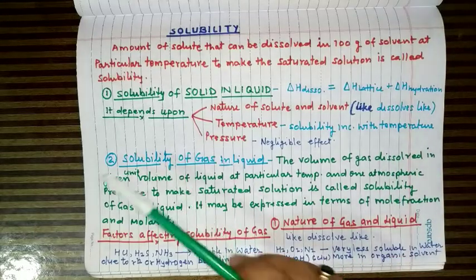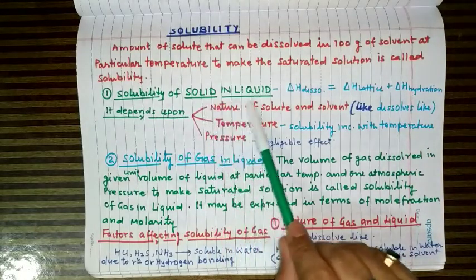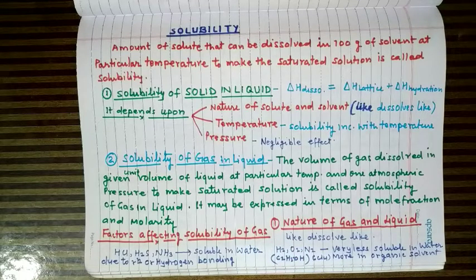Now, we will discuss the solubility of solid in liquid. It depends upon several factors like nature of solute and solvent. So, here is one principle that is called like dissolves like. It means if we have an ionic or polar solute, then it will be soluble in a polar solvent like water. For example, sodium chloride dissolves in water, but iodine is soluble in CCl4.